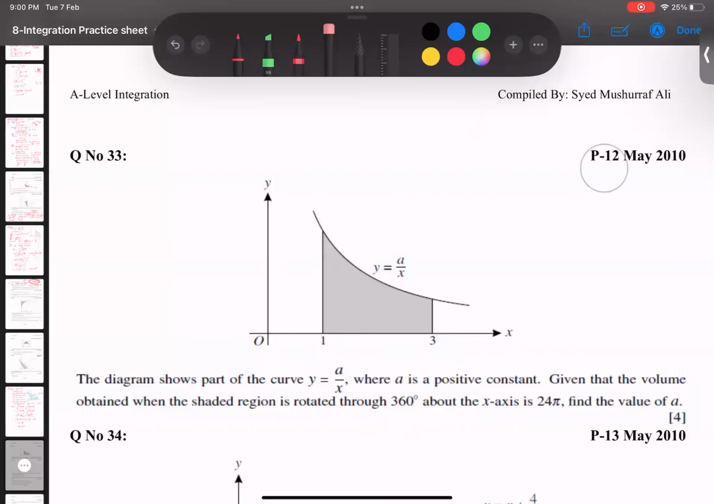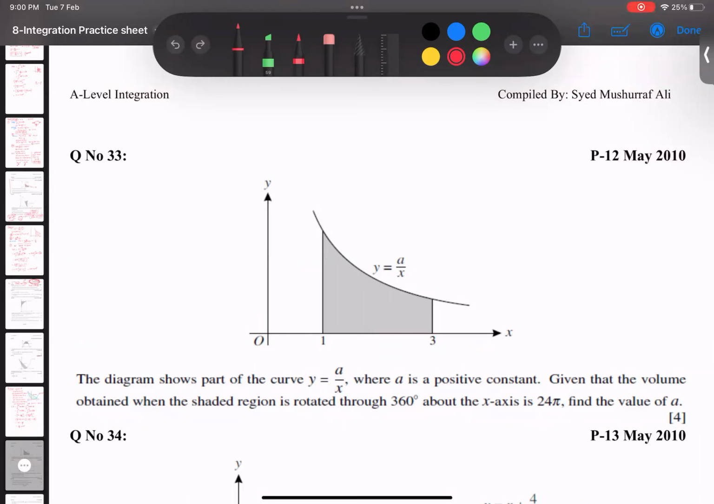This is a June 2010 question. We have a second variant here. Normally we are asked to find the volume, but in this question the volume is given. Read: the volume obtained when the shaded area is rotated 360 degrees about the x-axis. This is the volume. So the volume is not asked, it is given, and we need to find a.